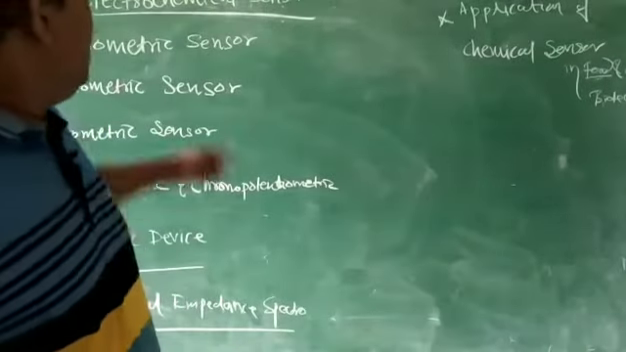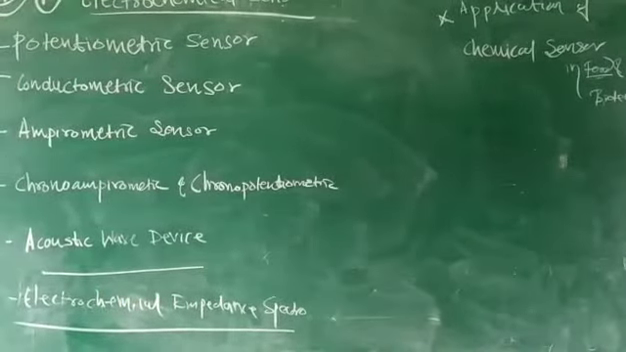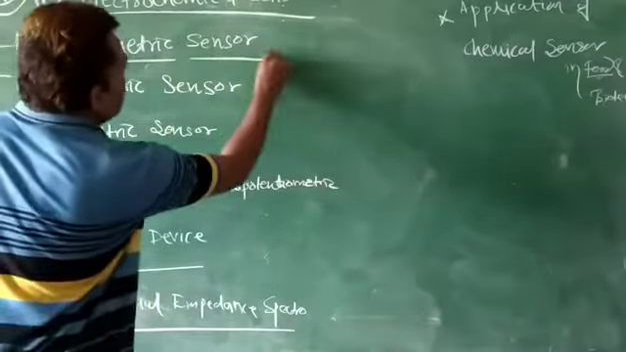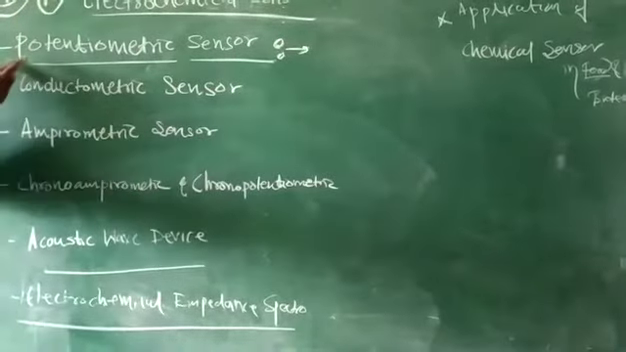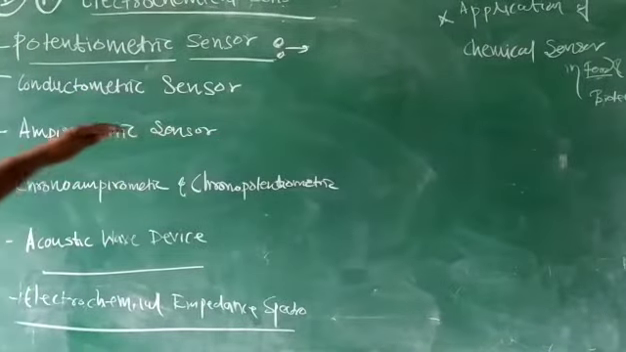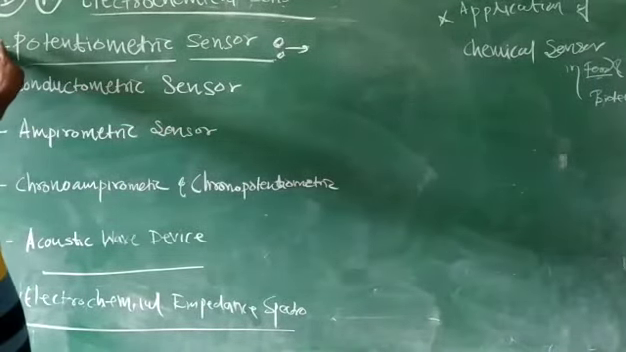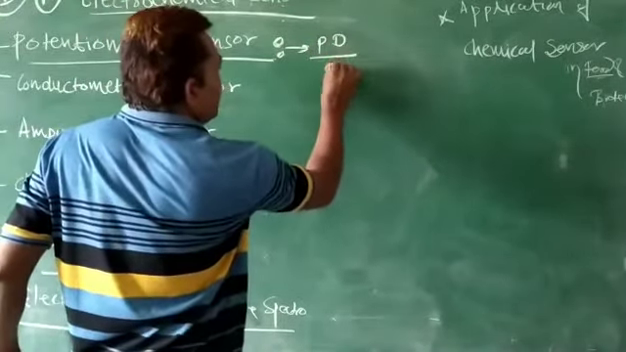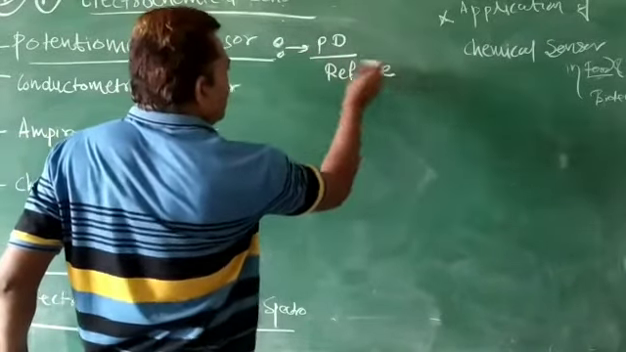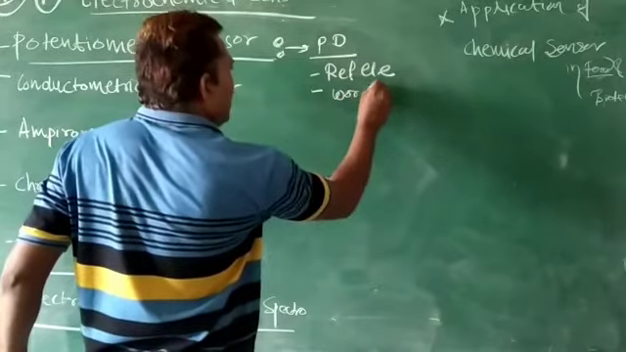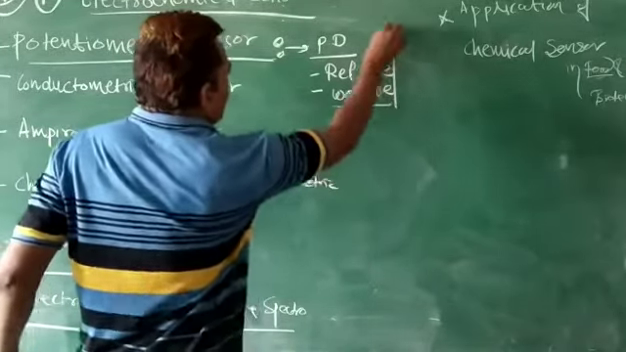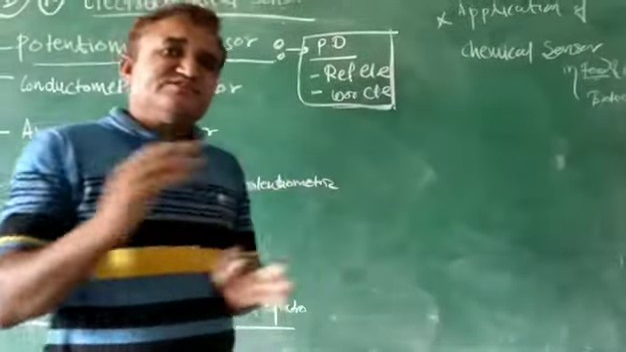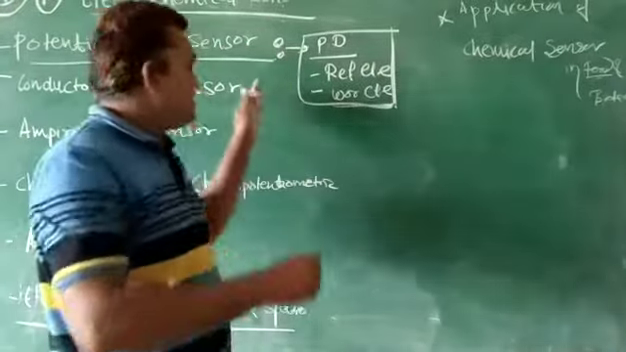Generally, as the name suggests, potentiometric sensor: the measurement of potential difference between the reference electrode and the working or counter electrode. So the basic diagram or basic instrumentation is the same as we earlier saw for the electrochemical sensor.